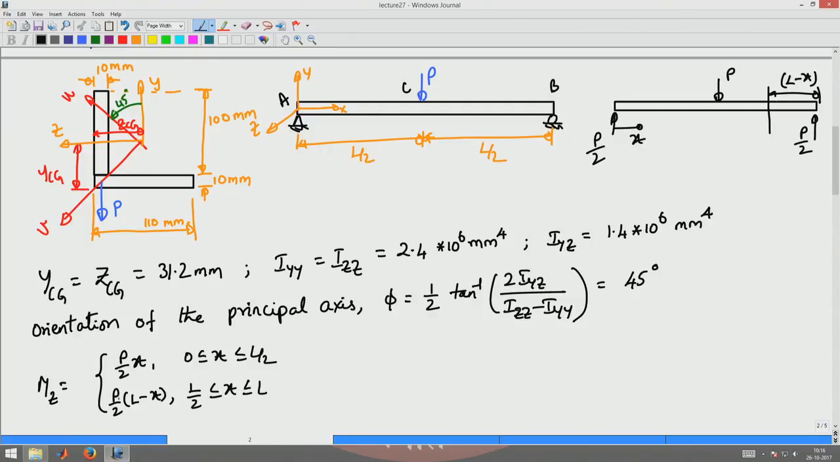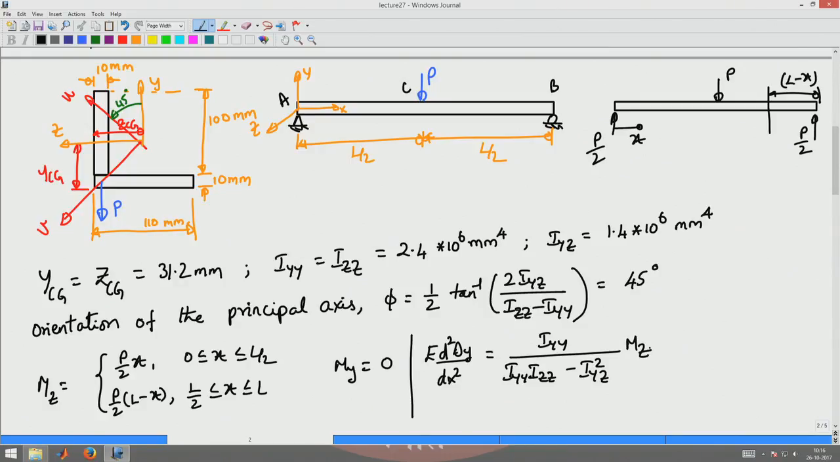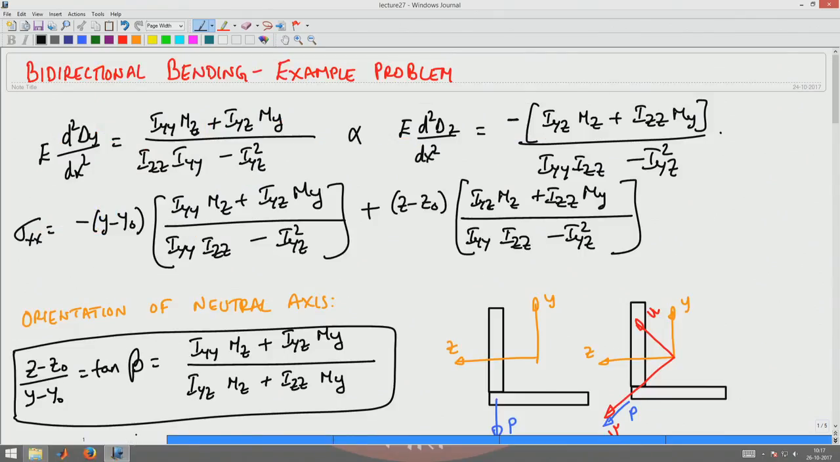Okay, so Mz is this. Now going back to our expression for the deflections, you will find that My is 0, because the load is acting along the y direction, and Mz is this. For this case, E times d square delta y by dx square is given by Iyy divided by Iyy Izz minus Iyz squared, into Mz. My is 0, so I have used this fact and put the bending moment equations Mz and My into the equation, and hence we got that.